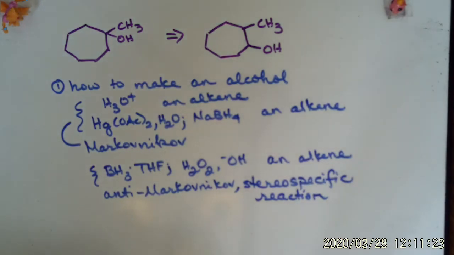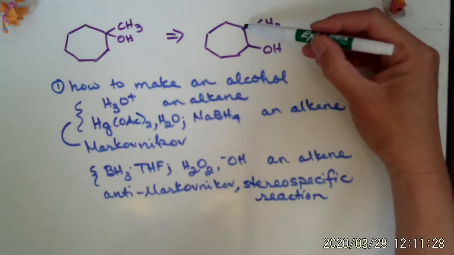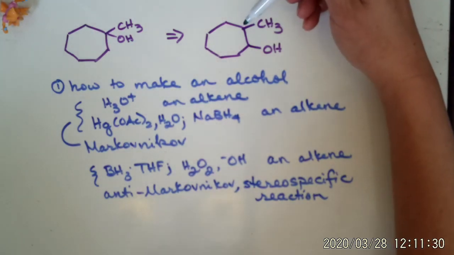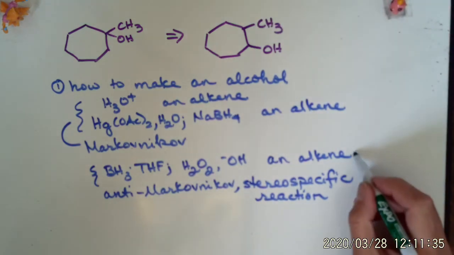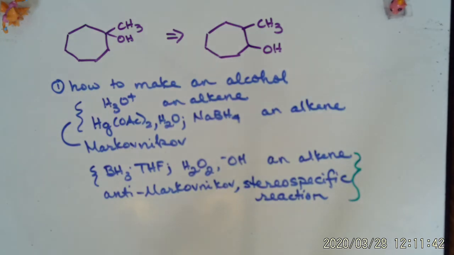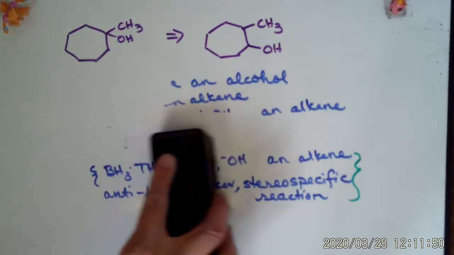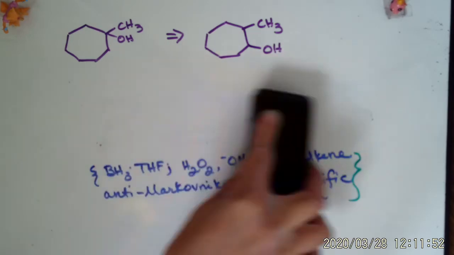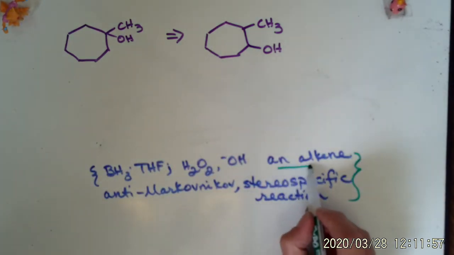Okay. So let's go back and take a look at our example. With our example, I'm moving my hydroxyl from a more substituted carbon, this is tertiary, to a less substituted carbon, that's secondary. So I'm actually doing an anti-Markovnikov addition. Okay, so we're going to choose this step. I'm going to put in green what it should look like. So we're doing anti-Markovnikov and we're working on an alkene.